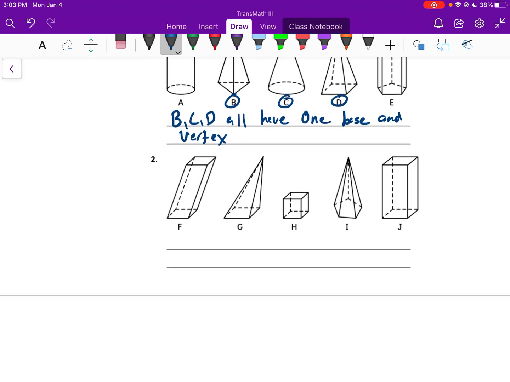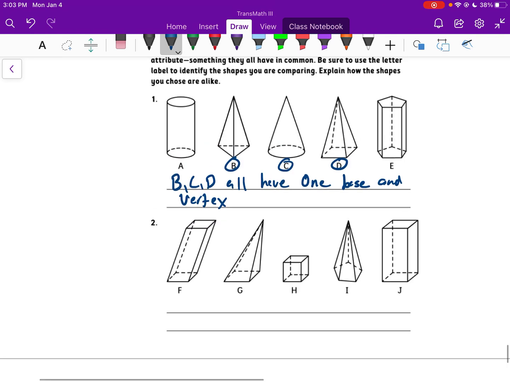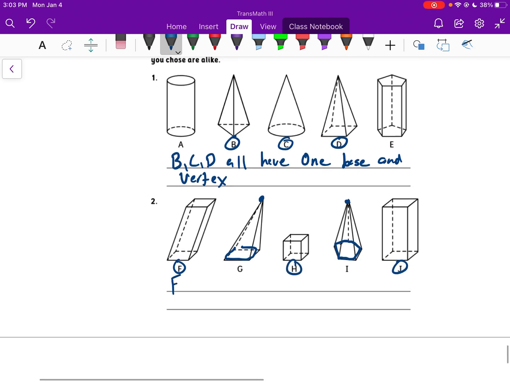All right, as for number 2, if we go with that same idea we had above, G and I both have 1 base and a point, but again, we're looking for 3 that are in common. So I'm looking at F, H, and J. Okay, F, H, and J all have 2 bases. So there we're looking at prisms. In H there we have a special case of a cube, but again, it still has two of the same bases.